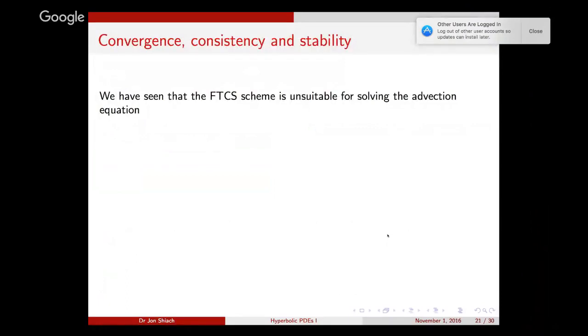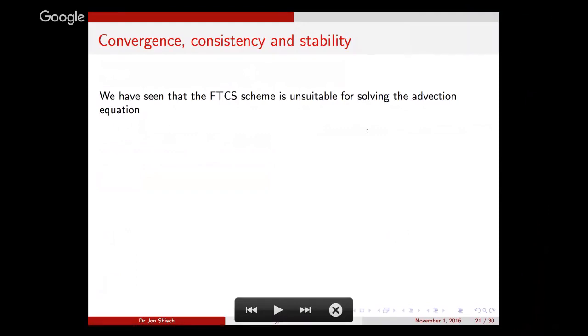So why did I bother saying, okay, let's use a forward time central space scheme? Well, essentially, it's not seeing anything.